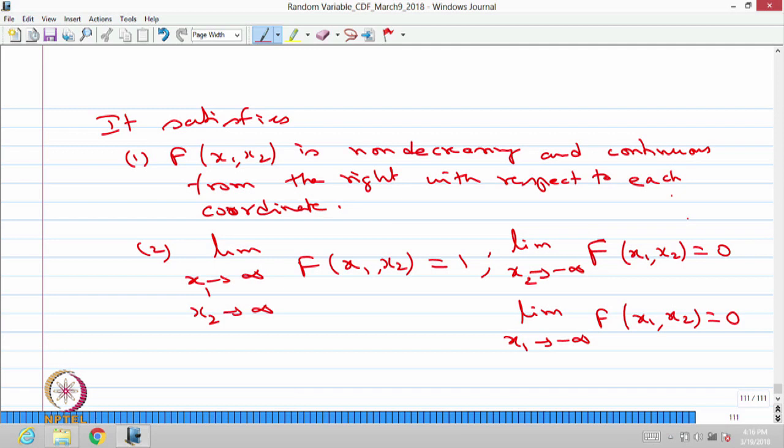When both become positive infinity, it becomes 1. When either one of them is minus infinity, the limit as x2 tends to minus infinity or the limit as x1 tends to minus infinity, that function of x1 comma x2 is going to be 0.